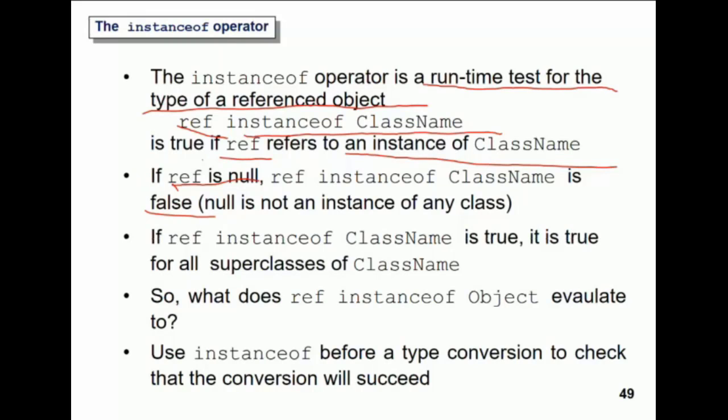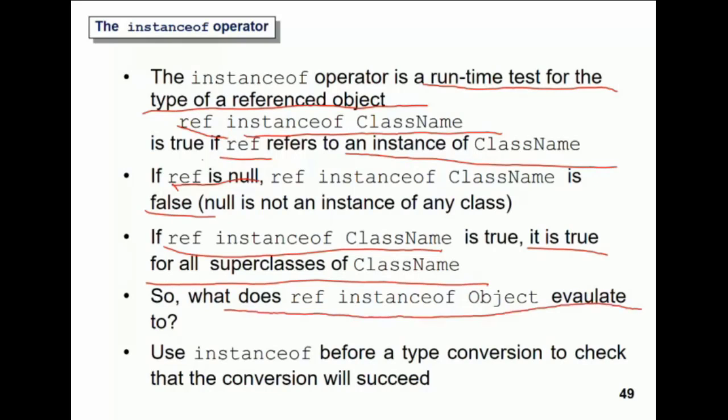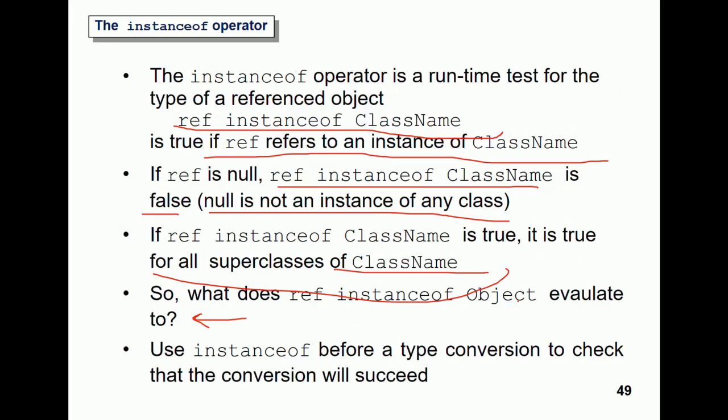So one condition is that if ref instanceof class name is true, then it's true for all superclasses of the class name. So if reference is an instance of lecturer, it's true, then it's also true for university person, and it's also true for person. So what does reference instanceof Object evaluate to? That should always give us true, because Object is the top level. Even if ref contains a student or an integer or a car or whatever, if you apply this test, is it an instance of Object, it should always say that it's true.